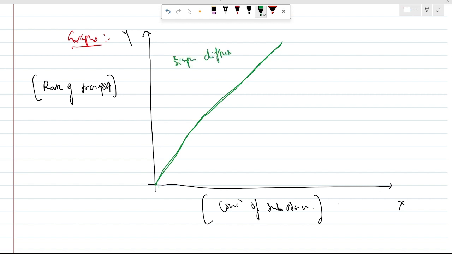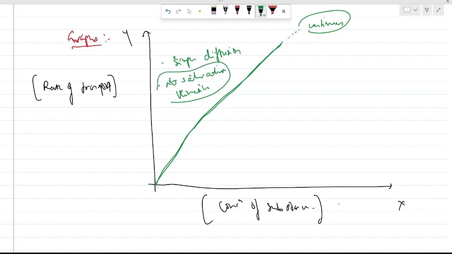Simple diffusion: the straight line continues, and it shows no saturation kinetics. As there are no proteins involved in simple diffusion, and proteins tend to get saturated, simple diffusion shows no saturation kinetics. This is the straight line graph for simple diffusion.